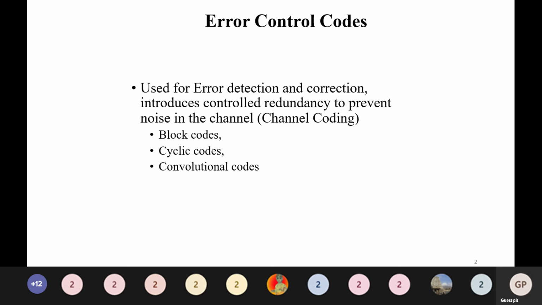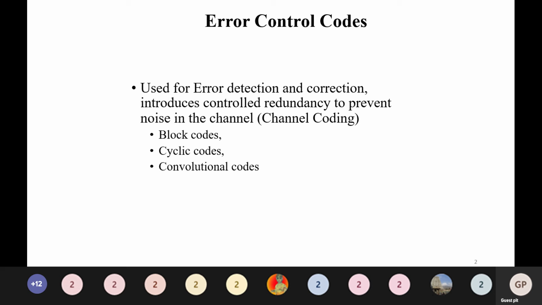The main use of error control coding is for error detection and error correction. So it introduces control redundancy to prevent noise in the channel. So it is mainly channel coding. There are various types of channel coding techniques: block codes, convolutional codes, cyclic codes, and also other types of coding techniques.